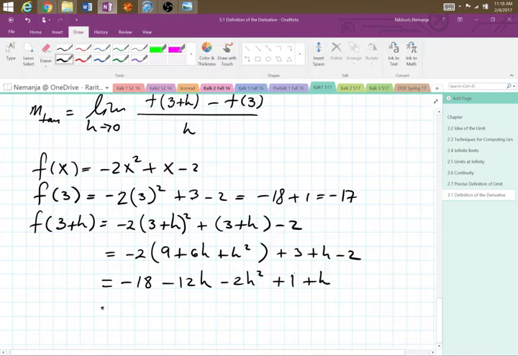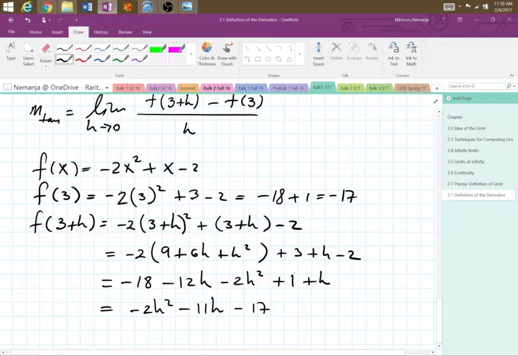And then the final thing here, I'm going to start with negative 2h squared. That's the largest exponent. And then minus 12h plus h is minus 11h. And then minus 18 plus 1 is negative 17. I'm making these building blocks. And all I need to do now is to swap it.